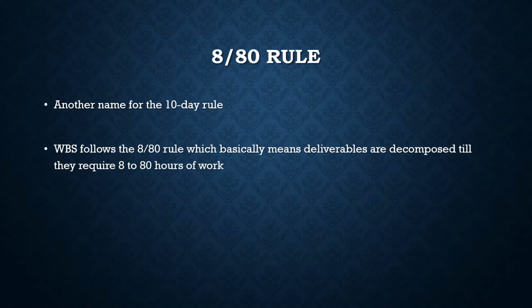What it typically means is that the WBS should follow the 8/80 rule, which basically means deliverables are decomposed until they require 8 to 80 hours of work. So you need to decompose the work packages to a level wherein they require 8 to 80 hours of work.